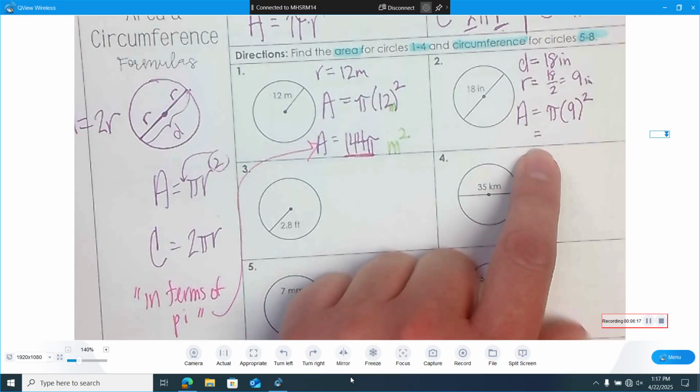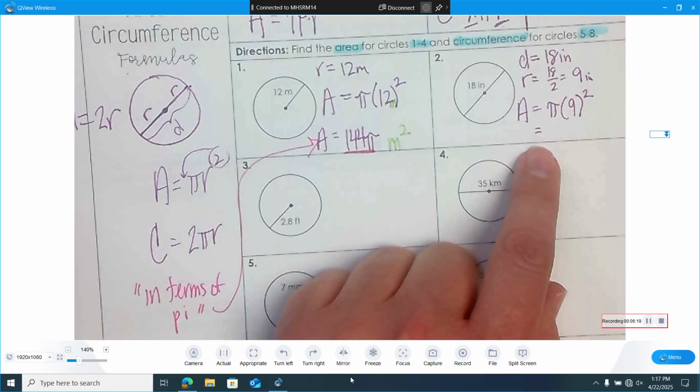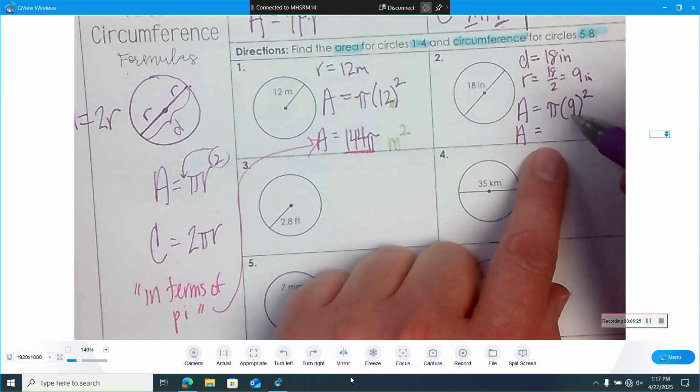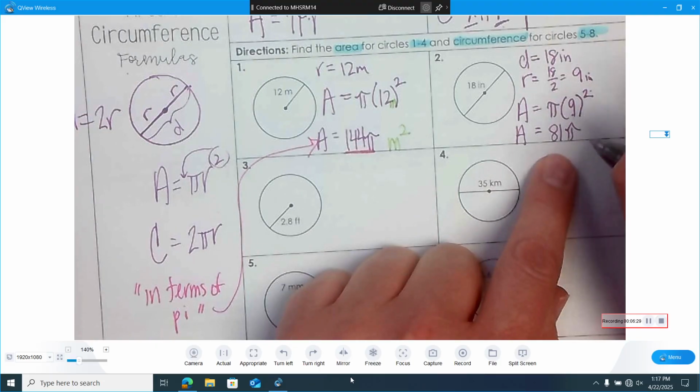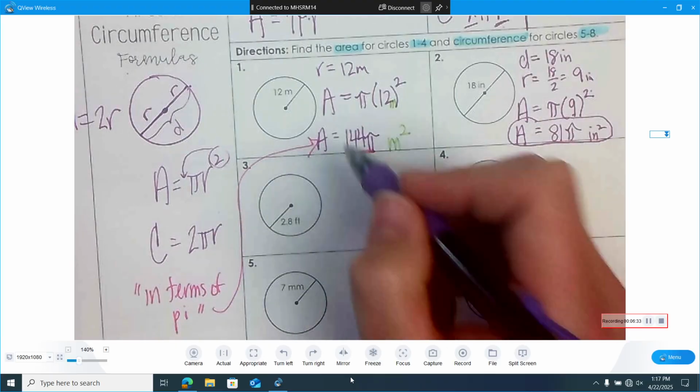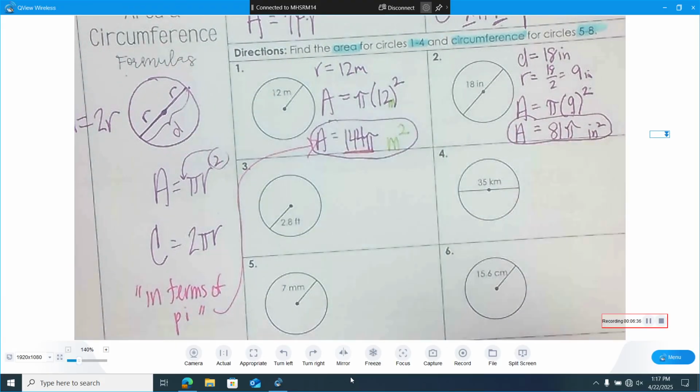And so what can I write for my area? Area equals 81 pi. Good. 9 squared is 81 times pi. So 81 pi inches squared. Very good. And that is a beautiful area. And it is exact. It is 100% exact. All in terms of pi there. It's beautiful. Let's look at number 3.